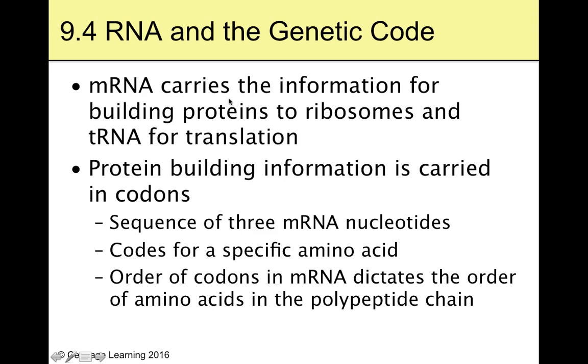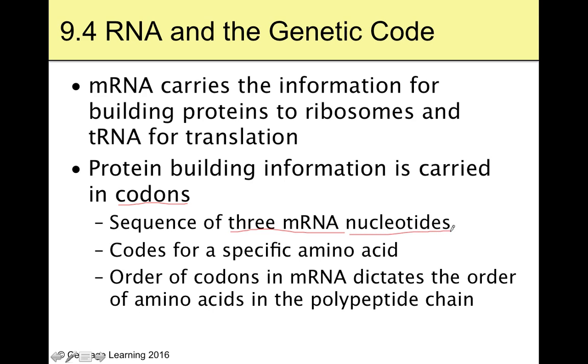So messenger RNA, this is the one who's going to actually carry it out of the nucleus. It's going to turn this thing into a protein, and it's going to go find a ribosome. Ribosomes work with transfer RNA to accomplish translation. The protein building information is carried out in our codons, and a codon is a sequence of 3 nucleotides. That is important to know. Please know that a codon is 3 nucleotides.